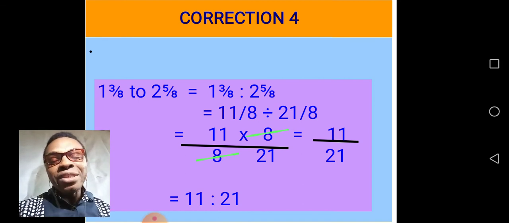Remember, 11 is a prime number. And prime numbers have only two factors. That means only two things can go into them, and that is 1 and themselves. So 11 over 21 will give you the answer 11 ratio 21.